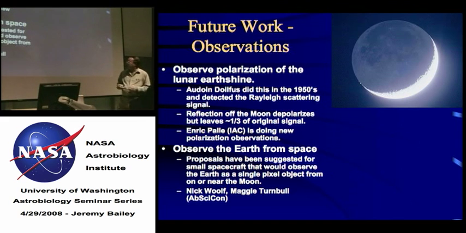The other way you can do it is to observe the Earth from space. And there have been suggestions for simple space missions that would do this. A couple of these were discussed at the recent AbSciCon meeting by Nick Wolf and Maggie Turnbull. So one idea was to have something that would actually operate from the surface of the moon that the astronauts would take with them and point at the Earth. Or you can have a spacecraft in space near the moon looking back at the Earth.